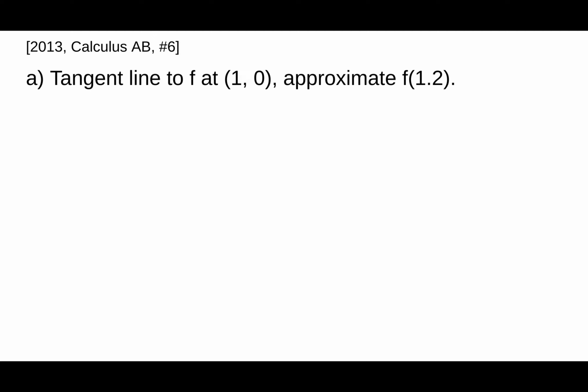And in part A, we are asked to find the tangent line to the function f at the point (1, 0), and then also to approximate the value of f(1.2) using that tangent line. All right, so we're given that dy/dx is equal to e^y times (3x² - 6x). All right, we need to know the slope of the tangent line at (1, 0).